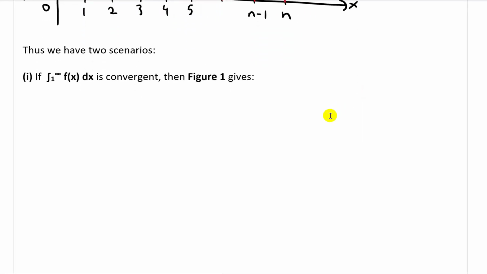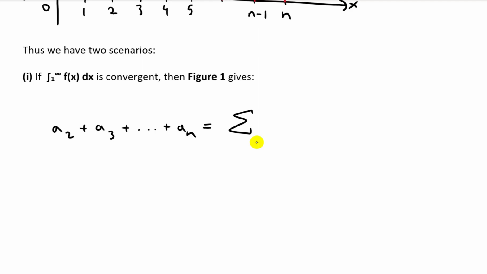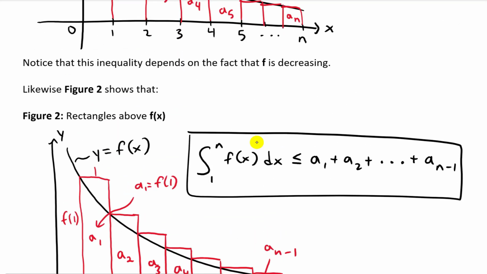So the series we start off with is A2 plus A3 plus dot dot dot plus an. This can be written as a sum, or a series. We have the sum from i equals 2 all the way to n of ai, and this is going to be less than or equal to, and this one here, all the way to n.